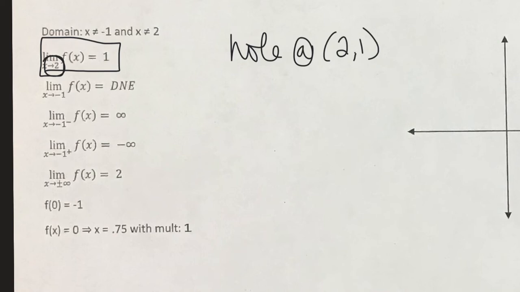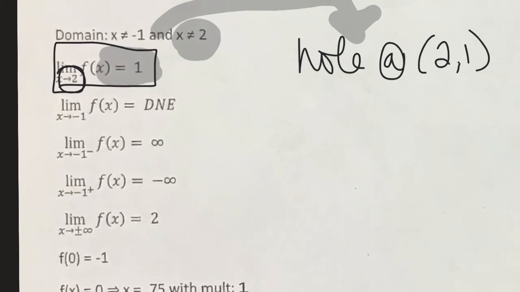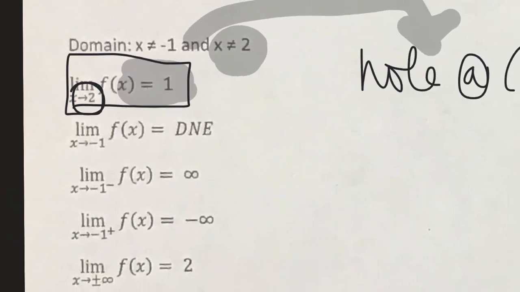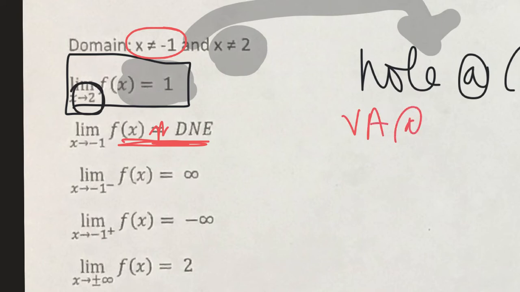When we have a domain restriction that also has a limit, okay, that is going to tell us we have a hole at that point. The x is a 2 and the y value when x is 2 is +1. Okay, so if we have a domain restriction with a y value, that's going to give us our hole in the graph. Okay, so the other one is telling us we have a domain restriction at -1, but the limit does not exist. Okay, so when the limit does not exist, that's our vertical asymptote at this x value. So at -1, we have a vertical asymptote.